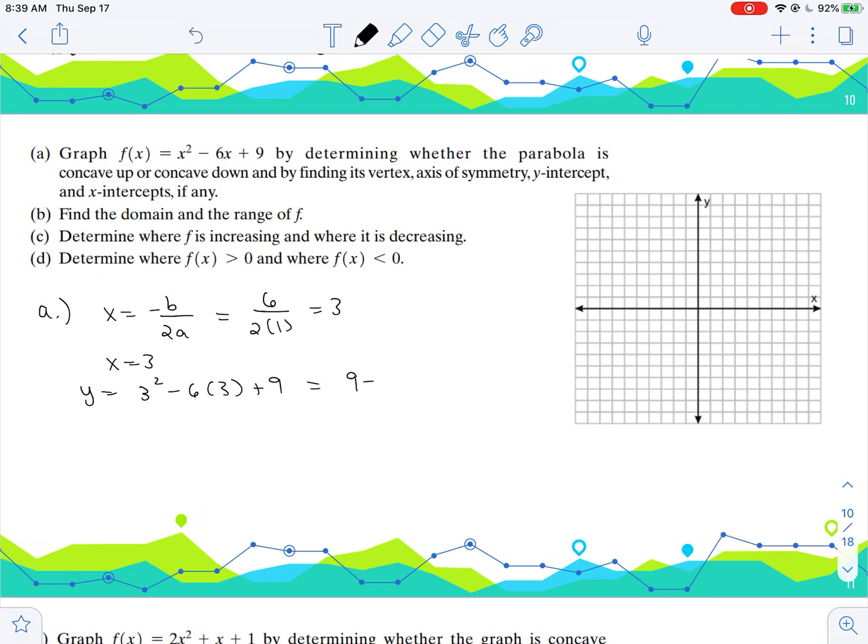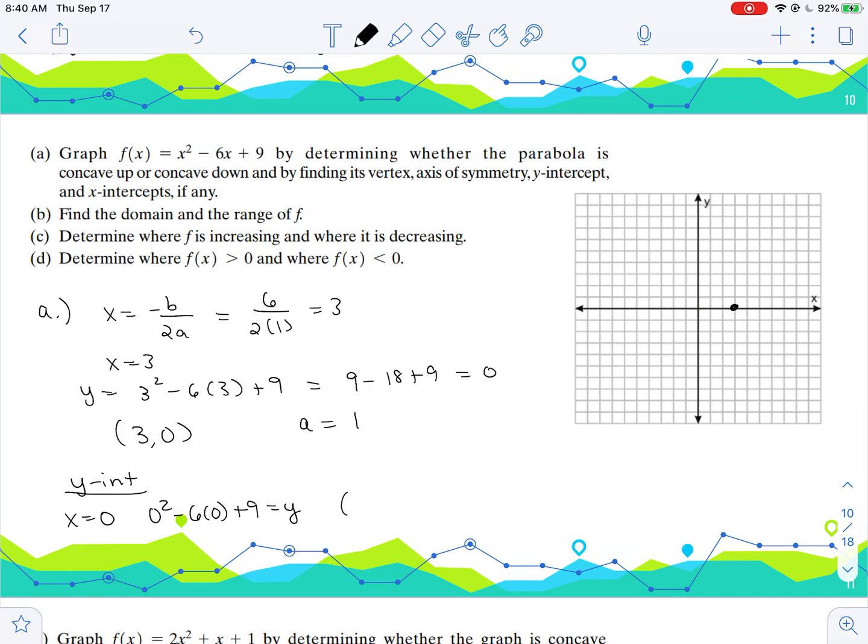To find the y-coordinate, let's plug that back in. 3 squared minus 6 times 3 plus 9 would be 9 minus 18 plus 9, which is 0. So my vertex is going to be at the point (3, 0). And a is going to be 1 because it's 1x squared, so it's going to be a happy, normal-looking parabola. If we wanted to find the y-intercept, we could let x equal 0.